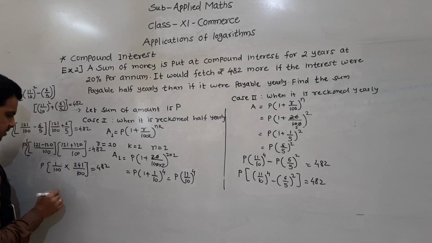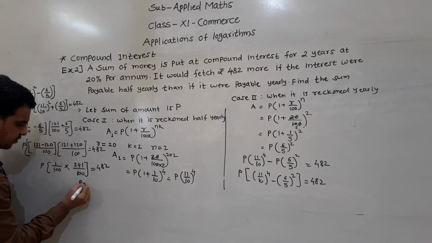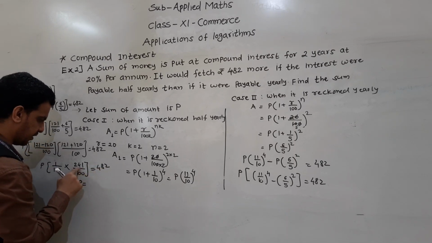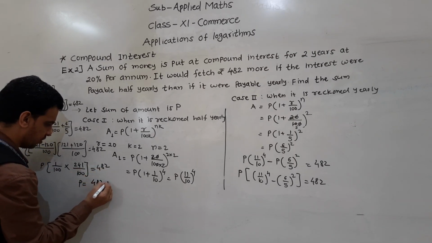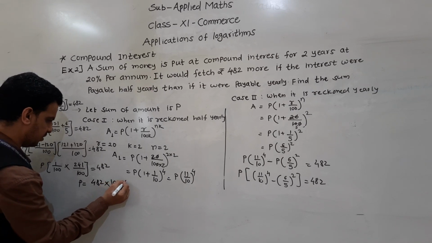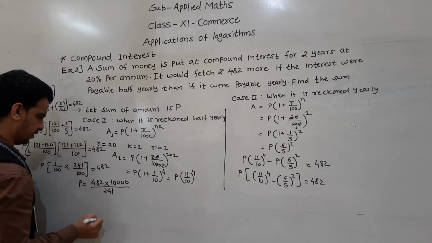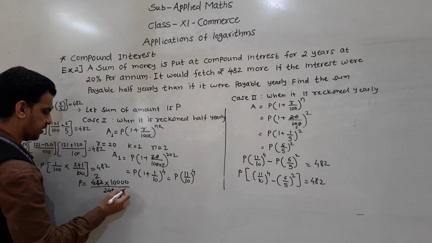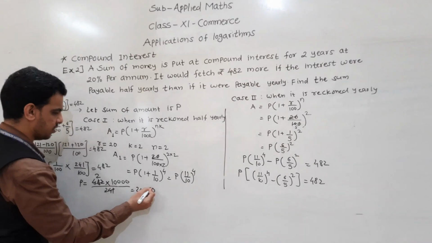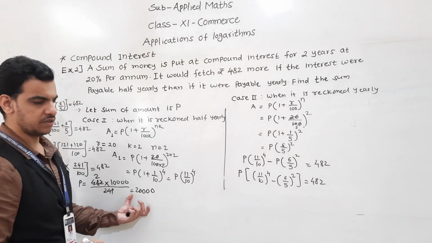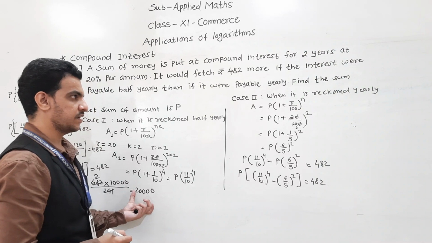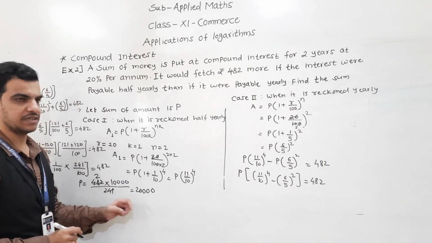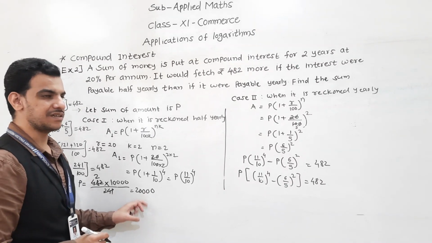Now we have to simplify this. P is equal to this 100 into 100, 10,000 multiply here and 241 divide. So 482 into 10,000 upon 241. So 241 2s are 482 and 2 into 10,000 it is 20,000. So principal amount is 20,000 rupees. Okay, that is the sum of money is equal to 20,000. Understand this? Now we will take third example.